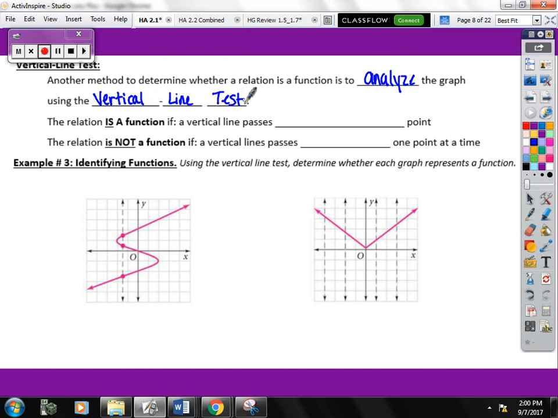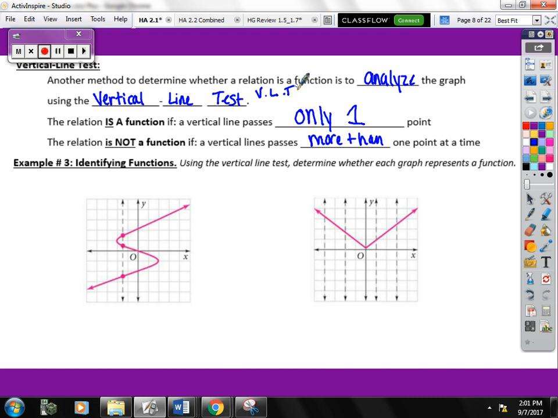You remember this? Okay. So the relation is a function if a vertical line passes through only one point at a time. The relation is not a function if the vertical line passes through more than one point at a time. And just remember, horizontal goes this way and vertical goes this way. If you ever see me say VLT, that stands for vertical line test.